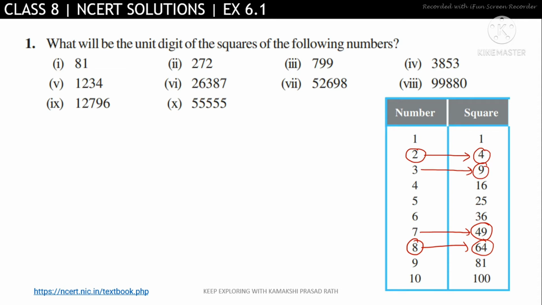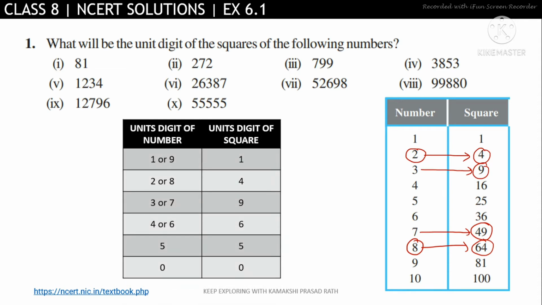So like this, if you see the pattern, we can say: units digit of a number and unit digit of a square, what is the relation? So here we say that if the units digit of the number is 1 or 9, the unit digit of the square will end with 1. And if the unit digit of the number is 2 or 8, the unit digit of the square will be 4. And similarly, for 3 or 7, it will end with 9. For 4 or 6, it will end with 6. For 5, it will end with 5. And for 0, it will end with 0.